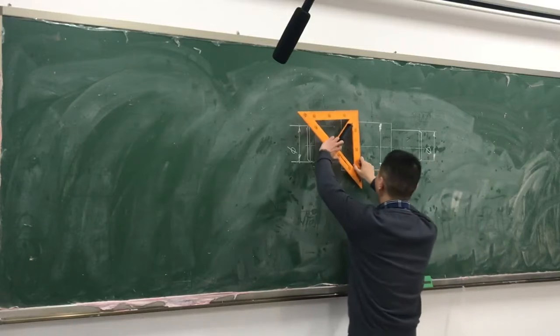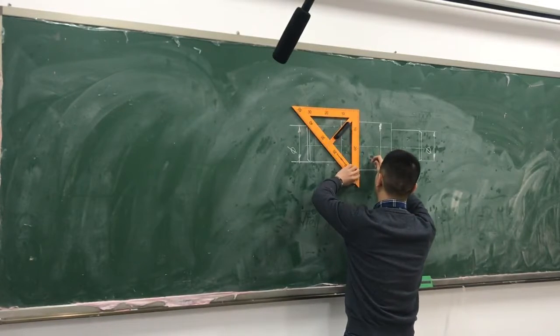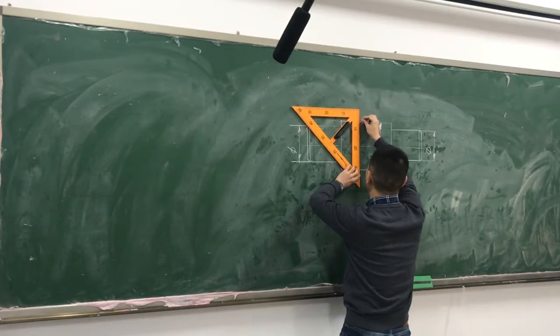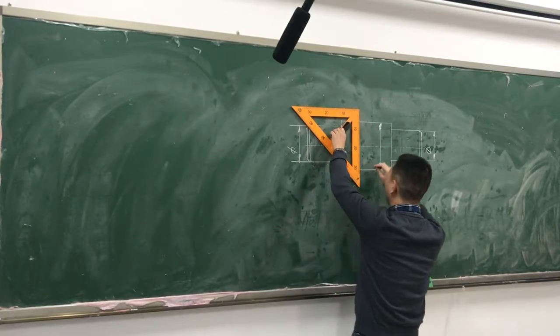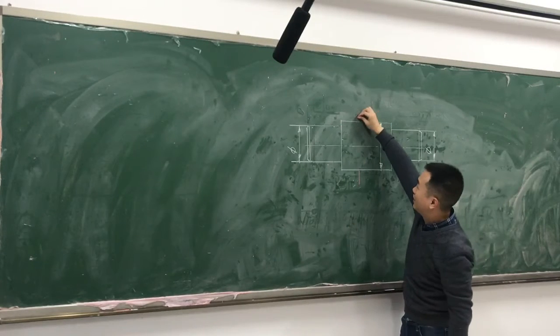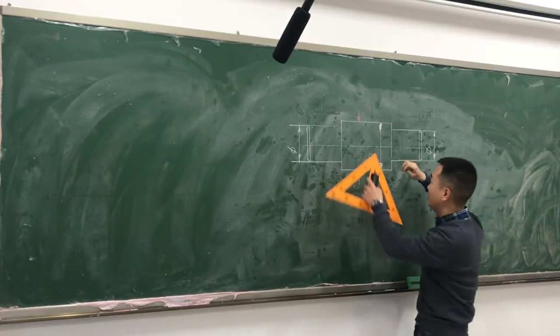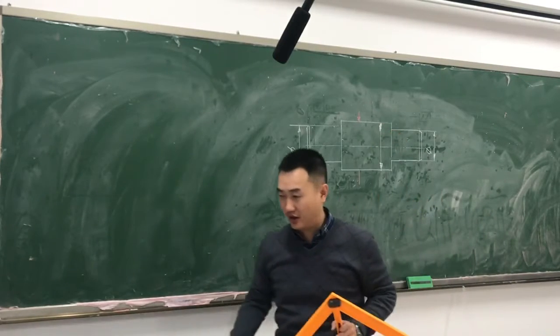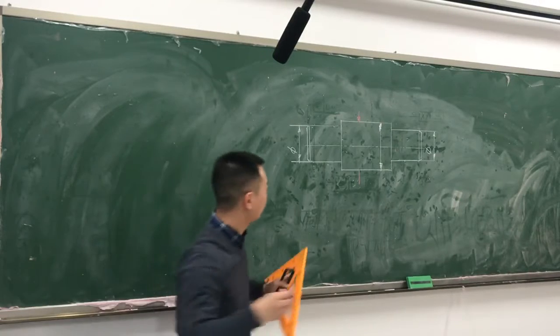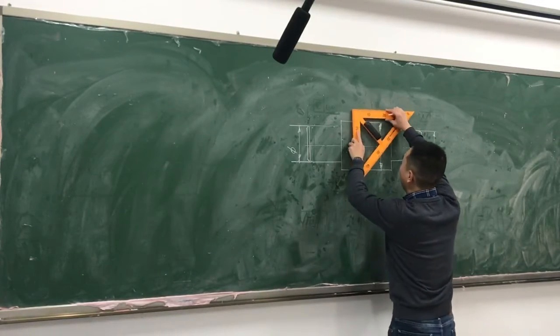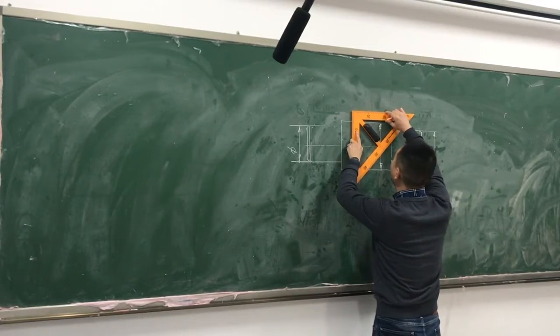So the lead line will not be at the extension place, will not be as the extension of the dimension line. And then we write down the tolerance plane.